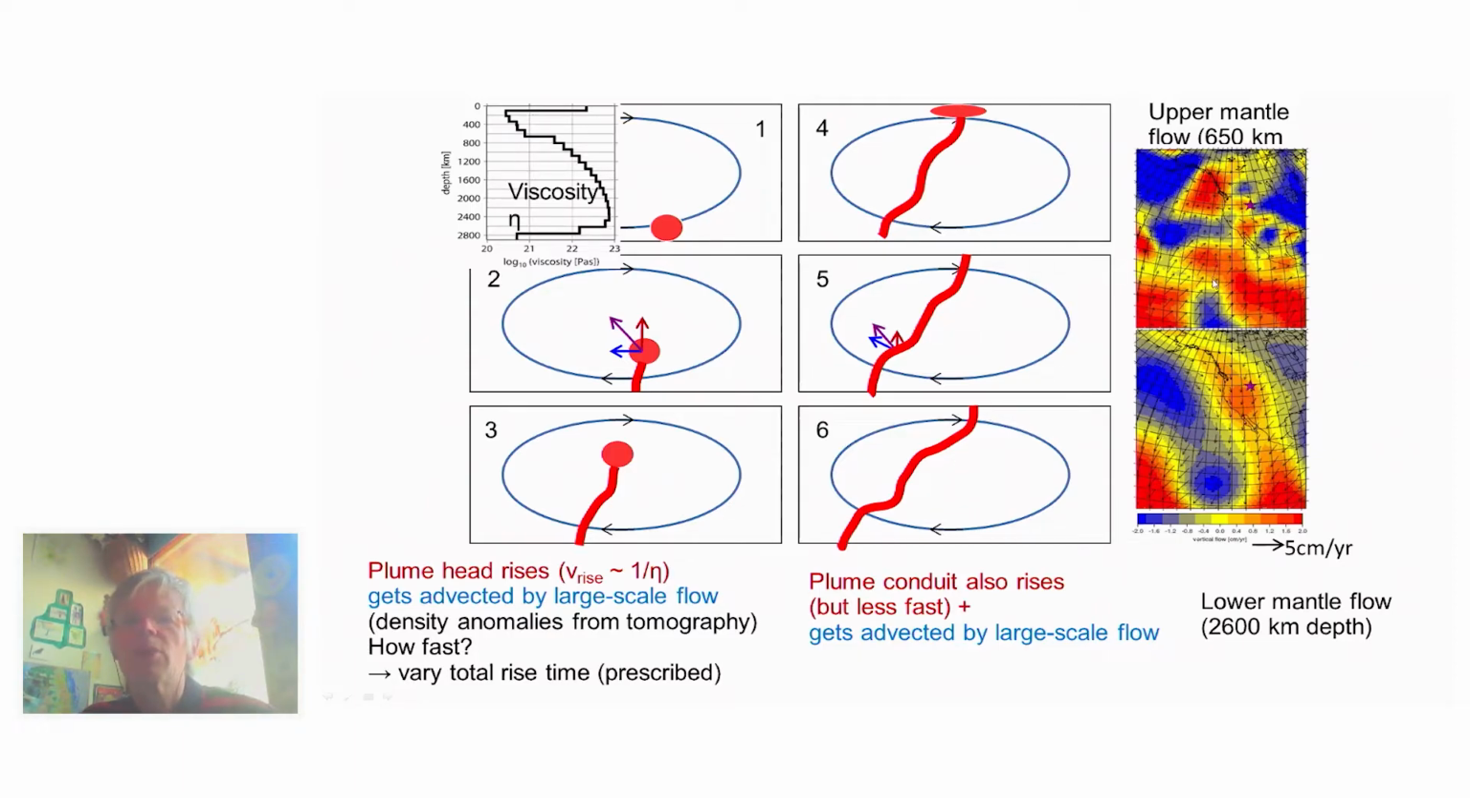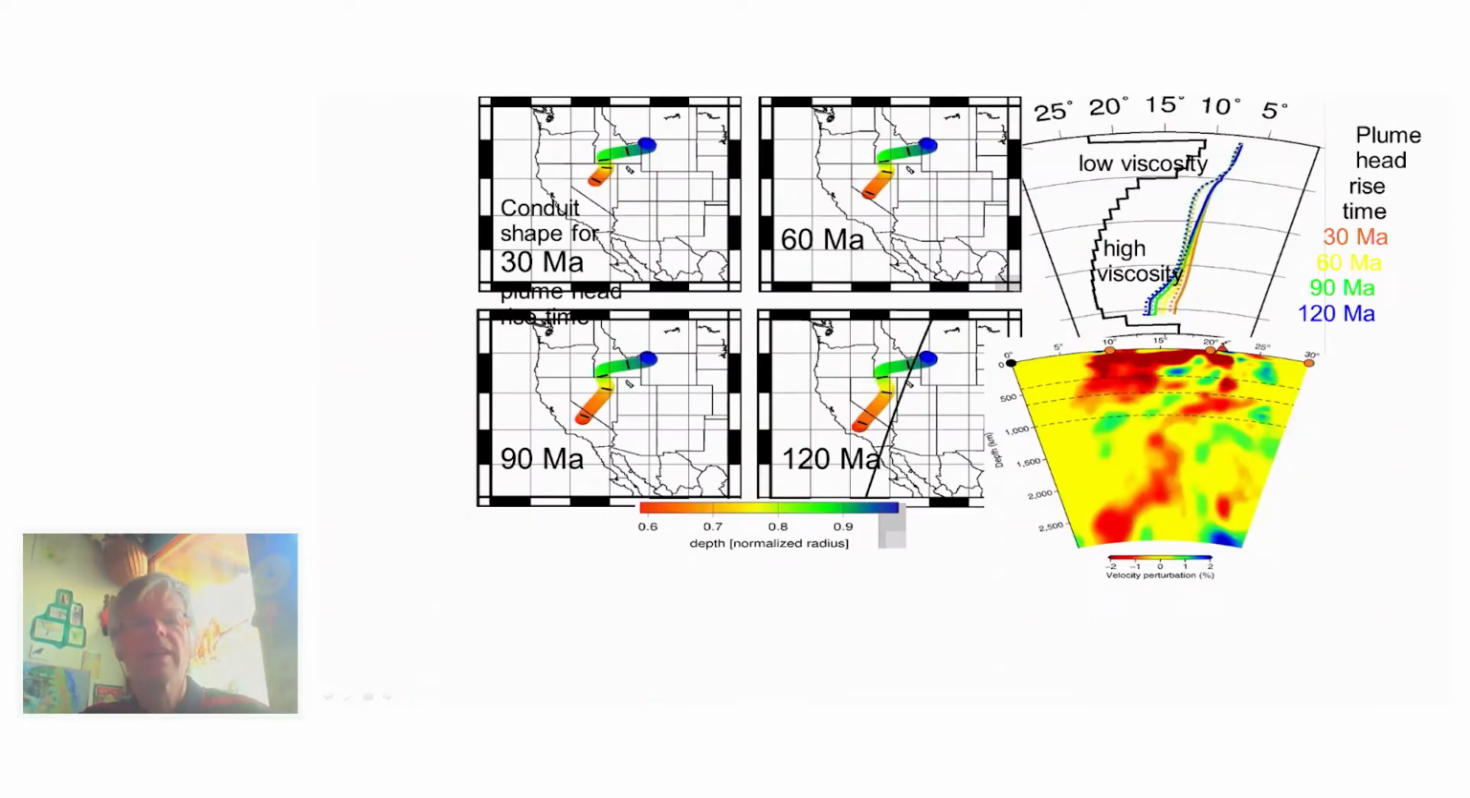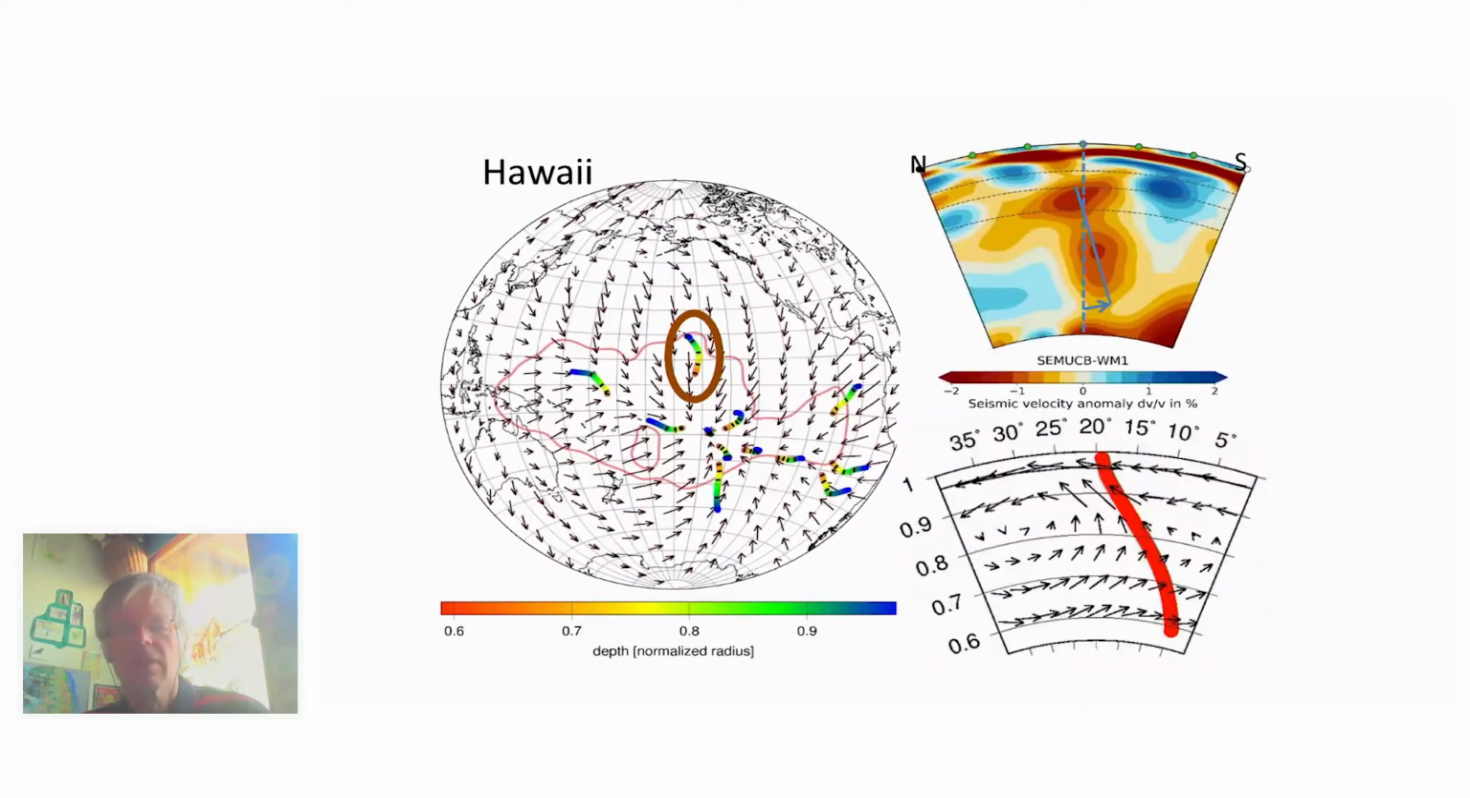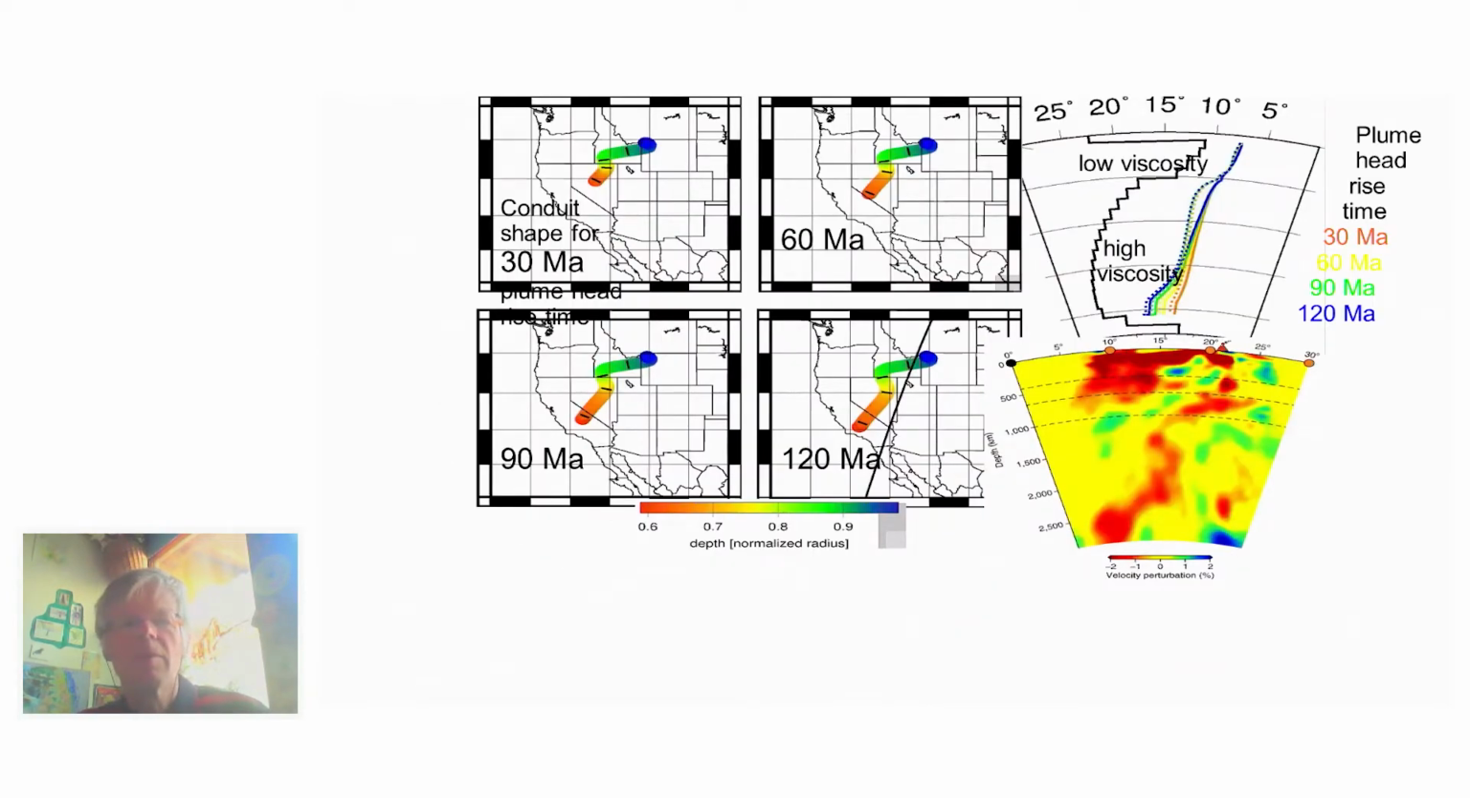This is just an example showing under North America. Here's North America. Here's Yellowstone. In the lower mantle, you would have flow towards the center of the Pacific. So the base of the plume would get moved this way, and in the upper mantle, it wouldn't get moved. So you would expect a tilted plume conduit for Yellowstone. And that's, again, depending on how fast the plume head rises. If it rises slower, you get more tilt.